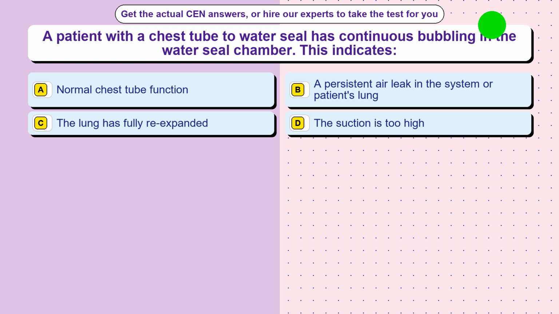Question 26. A patient with a chest tube to water seal has continuous bubbling in the water seal chamber. This indicates Option A, normal chest tube function. Option B, a persistent air leak in the system or patient's lung. Option C, the lung has fully re-expanded. Option D, the suction is too high.